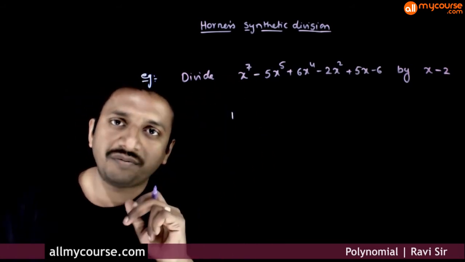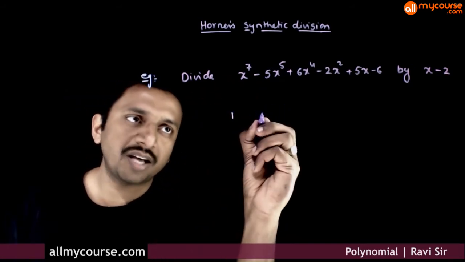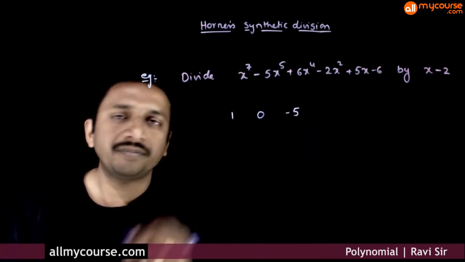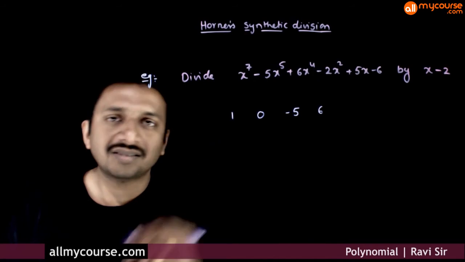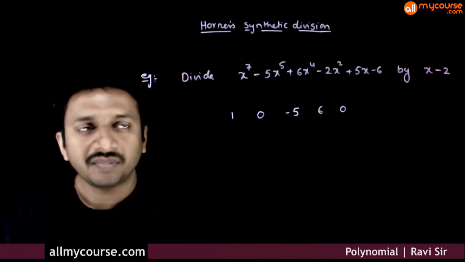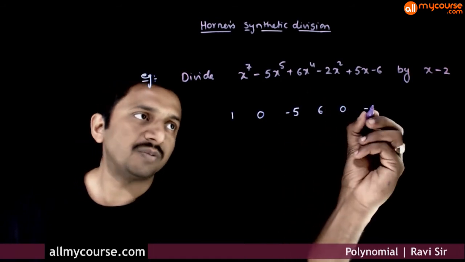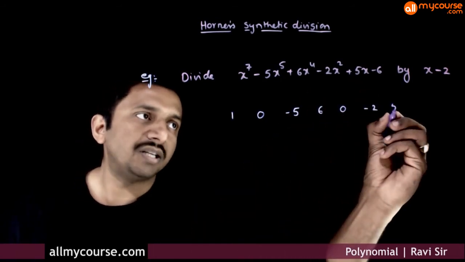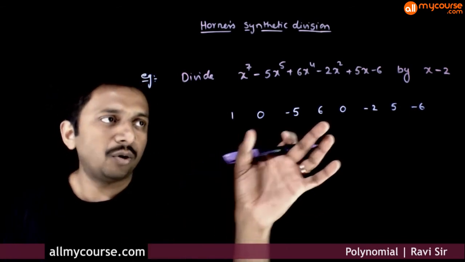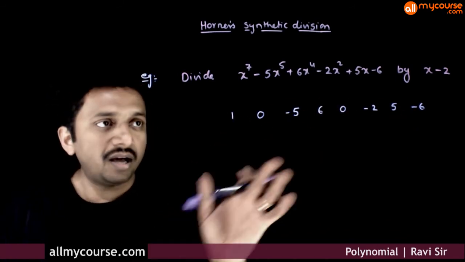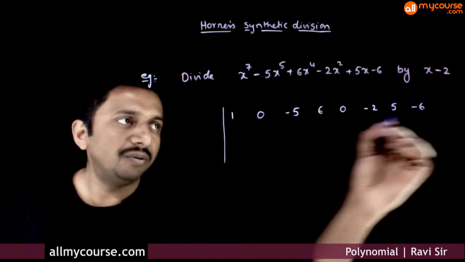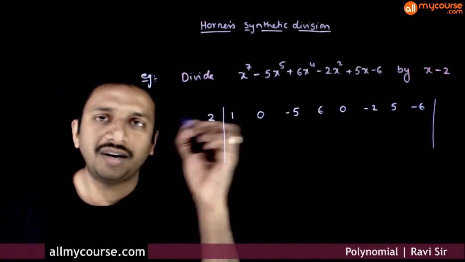What is x power 6 coefficient? X power 6 is not there, so x power 6 coefficient is 0. X power 5 coefficient is minus 5. X power 4 coefficient is 6. X cube coefficient is missing, so it is 0. X square coefficient is minus 2. X coefficient is 5 and constant is minus 6. So you have a total of 8 terms. Now I want to divide this by x minus 2. So I just need to write 2 here, right?